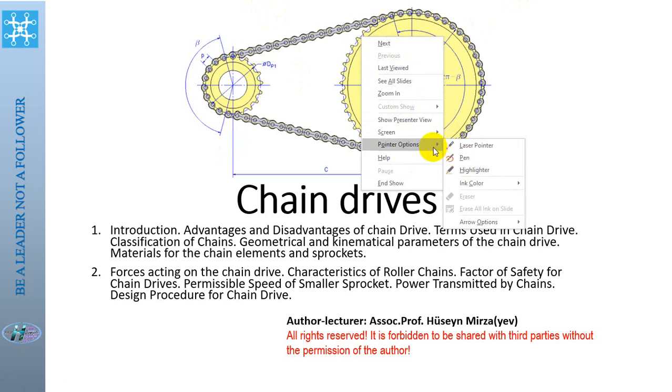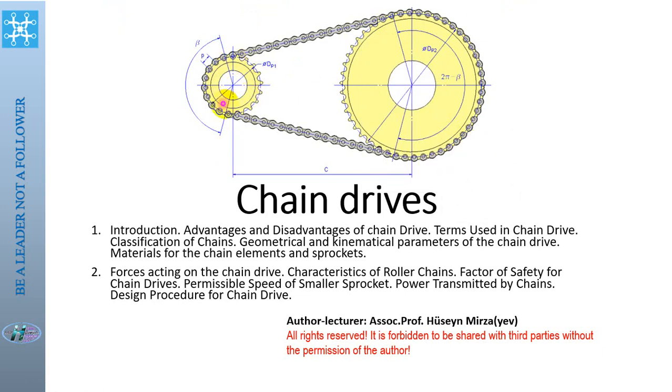The smaller sprocket usually works as the driving sprocket and the larger sprocket as the driven sprocket. When motion is transmitted from the driving shaft to the driven shaft, the velocity of the shaft decreases and the torque on the shaft increases.